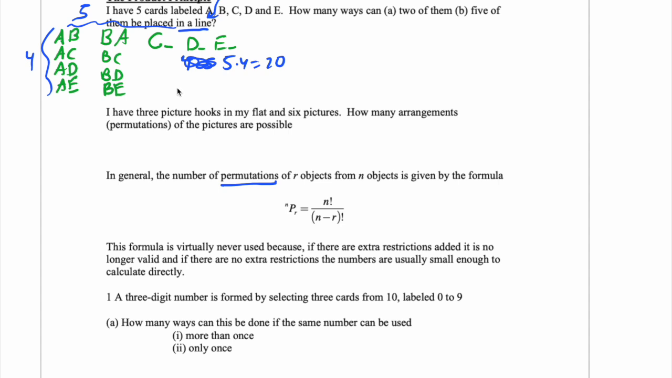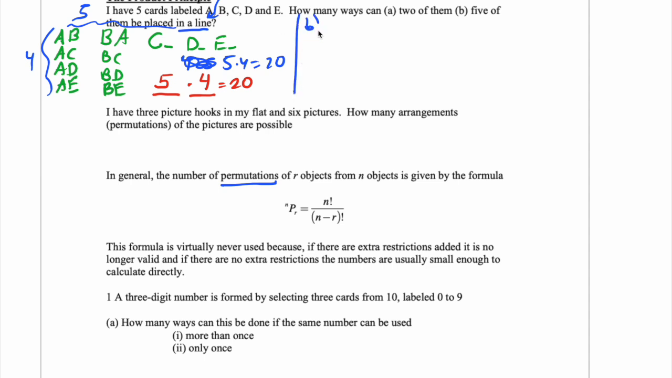Okay, you can also just set it up like this. I like to draw blanks, representing the possible cards. So the first card, there's 5 possibilities. And then once you pick your first card, there's 4 possibilities for the second one. And you can simply multiply and get 20.